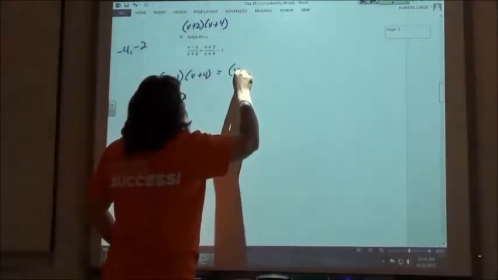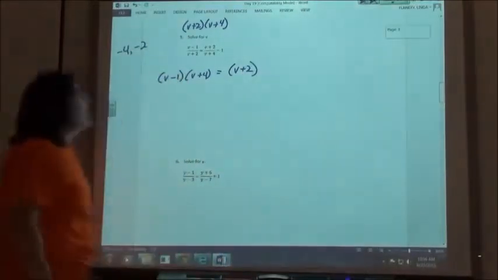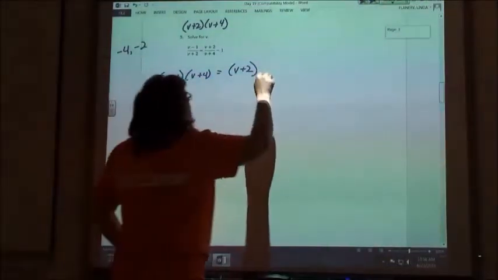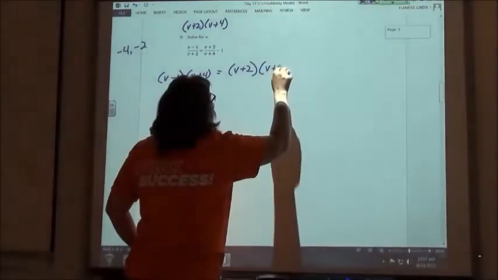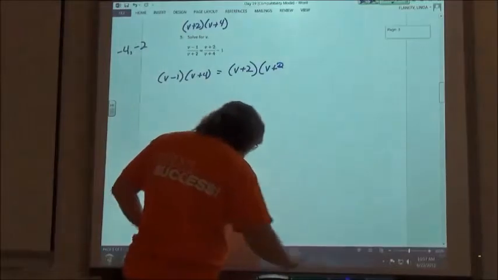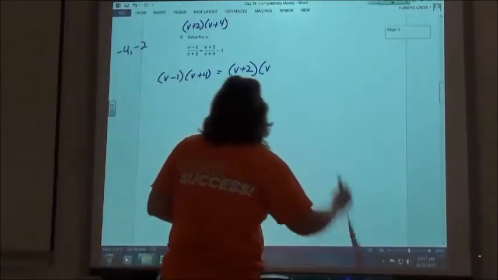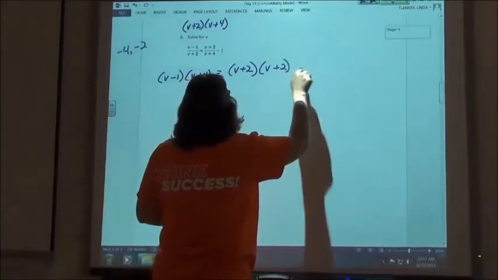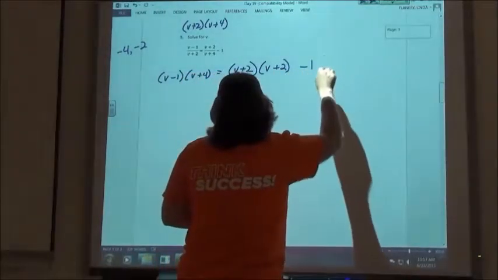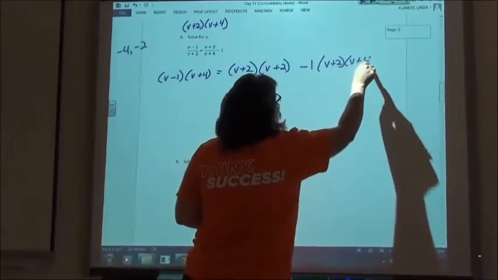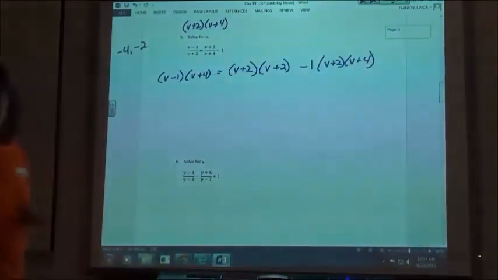On my v plus 2, I'm going to multiply that one by the v plus 2. The v plus 4 would have canceled out, and I'm trying to write that, v plus 2. And then my minus 1, I have to multiply by both the v plus 2 and the v plus 4, since I don't have a fraction to cancel either of them out.